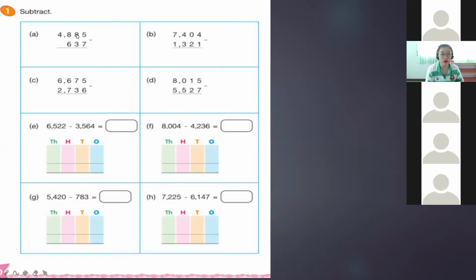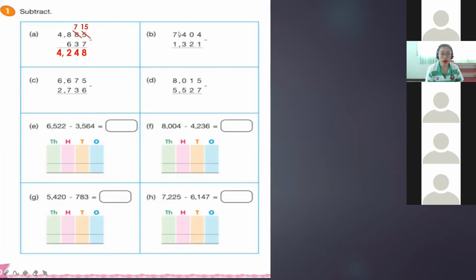We can see again in the ones place, 5 is smaller than 7. So we have to borrow from 8. So 8 becomes 7 and 5 becomes 15. So we can subtract. 15 minus 7 is 8. 7 minus 3 is 4. 8 minus 6 is 2 and bring down 4. So the answer here is 4,248. That is for letter A.